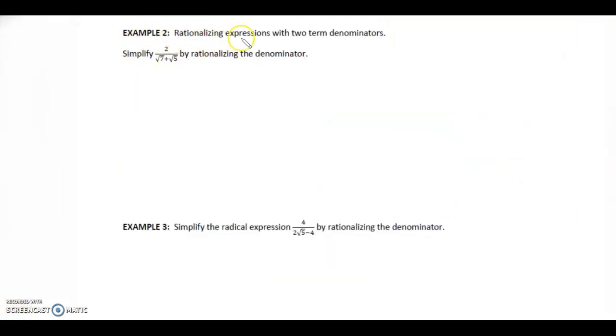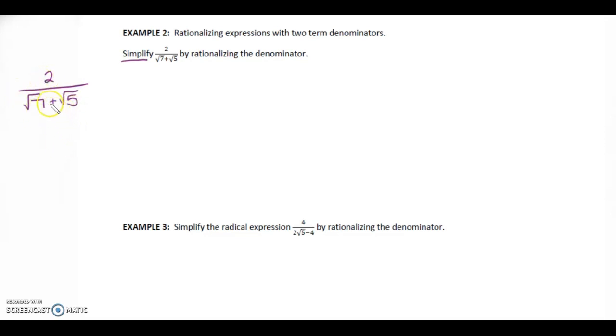Example 2, rationalize expressions with two-term denominators. So let's go ahead and simplify 2 over root 7 plus root 5 by rationalizing the denominator. And by the way, fully simplified is when there are no radicals in the denominator. So let's go ahead and rewrite this. I'm going to write it over here so we have lots of room.